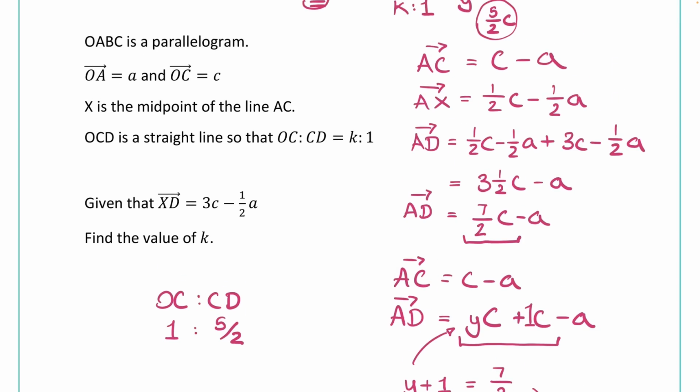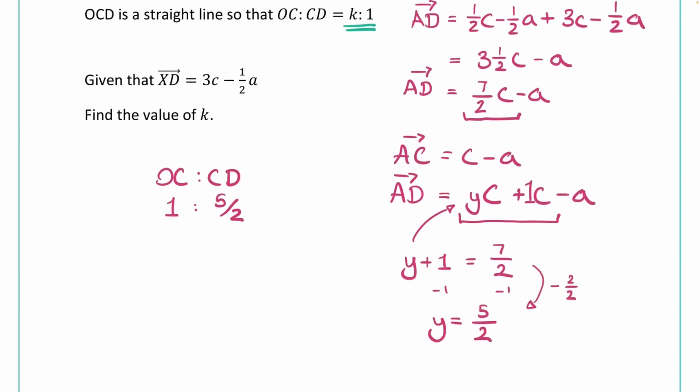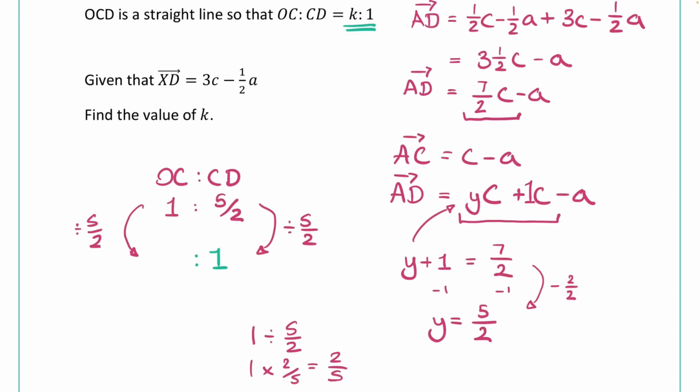Now it says that it can be written K to 1. So it wants us to have the ratio as something to 1. In order to get 1 on the right hand side, we would have to divide by 5 over 2. Whatever we do to the right, we've also got to do to the left. So divide by 5 over 2 as well. We can work that out to the side. 1 divided by 5 over 2 is 1 times 2 over 5, which is equal to 2 over 5.